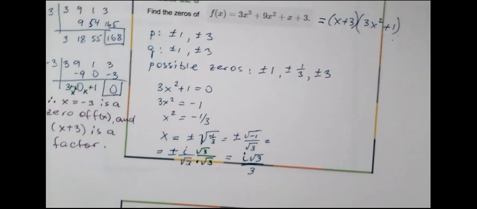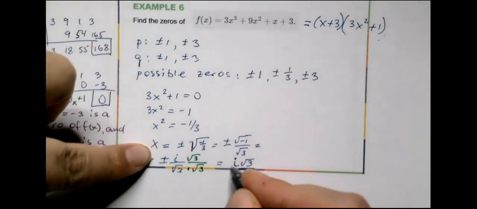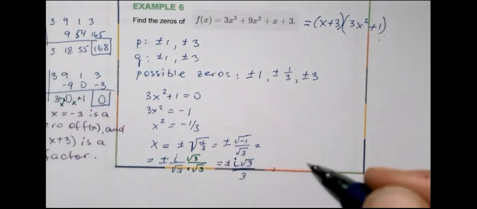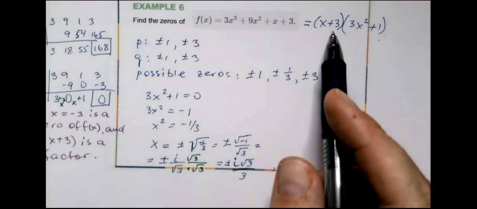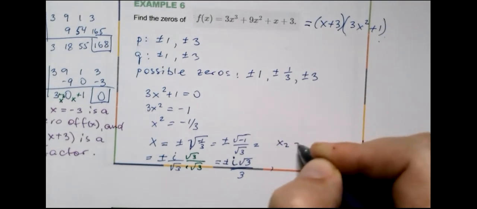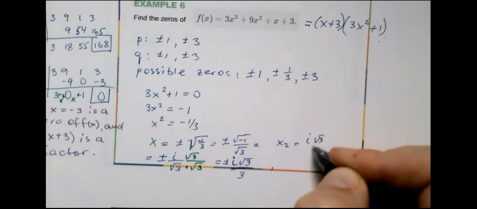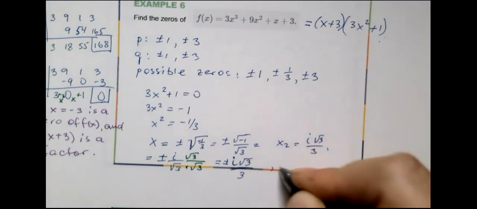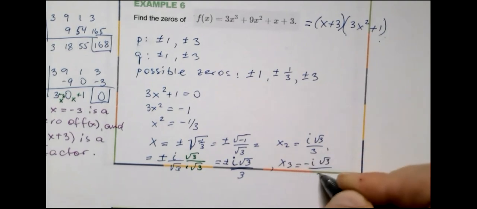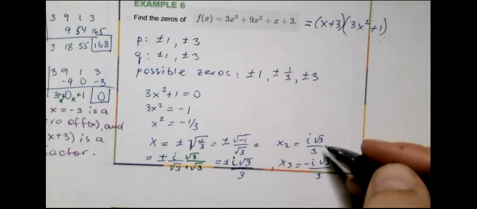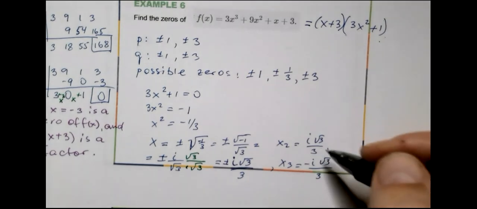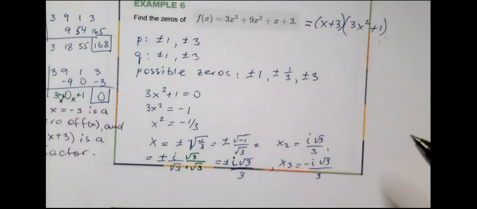And like we discussed before, it's actually plus or minus, I forgot. So it actually is 2 in 1. So the first root was x equals -3. That was x1. x2 is positive i root of 3 over 3. And x3 is negative i root of 3 over 3. And these are conjugates of each other. We're going to talk about complex conjugates a little later. But just, we have 3 roots.